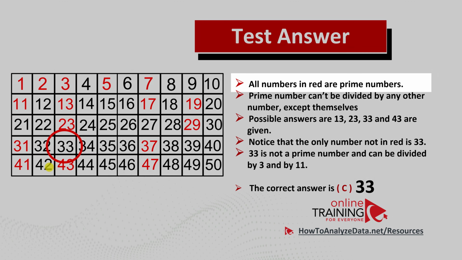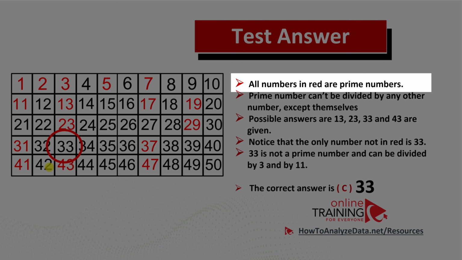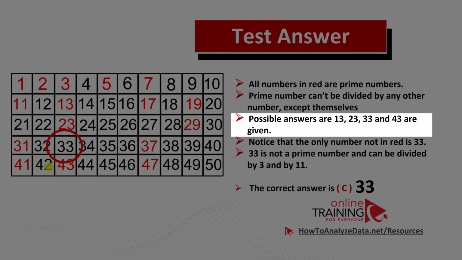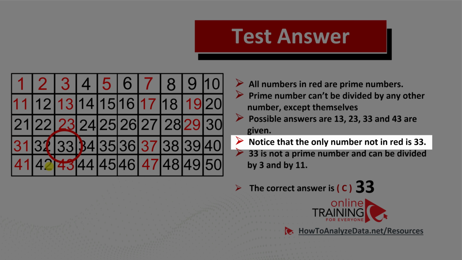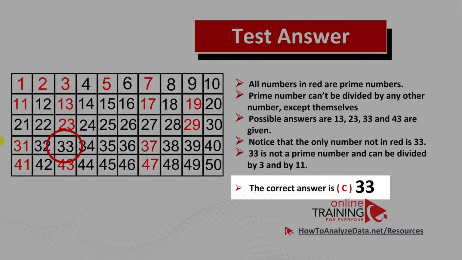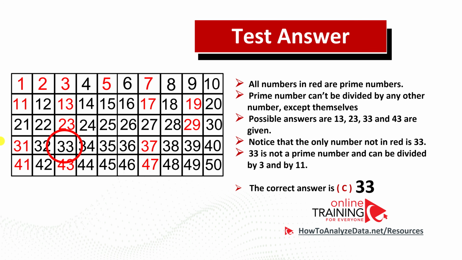Let's recap. All numbers in red presented in the grid are prime numbers. A prime number cannot be divided by any other number except itself. Possible answers are 13, 23, 33, and 43. And the only number that is not a prime number is 33. 33 is not a prime number because it can be easily divided by 3 and by 11. So the correct choice here is choice C, 33. Hopefully you've nailed this question and now know how to answer these types of questions on the test.